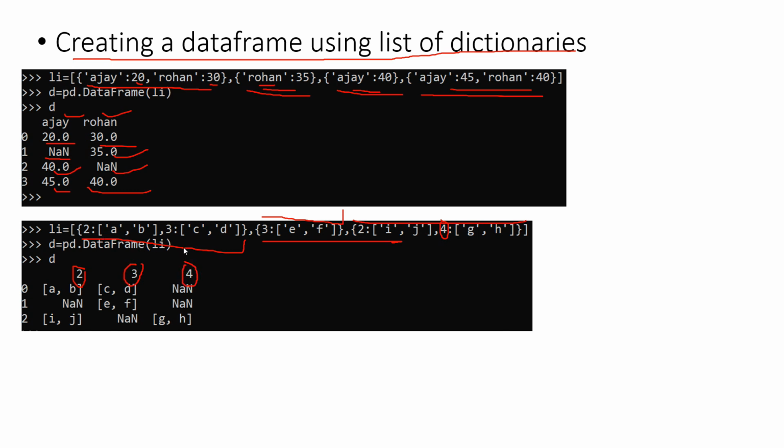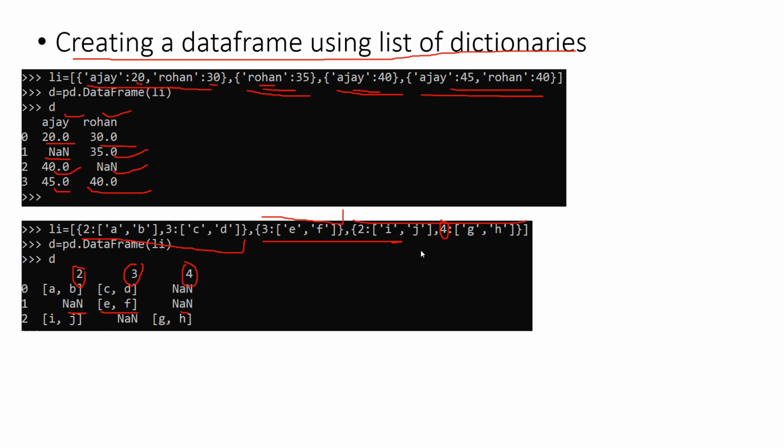Okay, the first row does not have value for 4. So what it is specifying? It is specifying only the first data and the second data, and in place of 4 it is specifying here NaN, because it does not have any value for fourth column. Okay, now in the second row, it only has the value for the third column. So it is specifying the value for the third column, that is E comma F, does not have value for 2 and 4. So NaN and NaN.